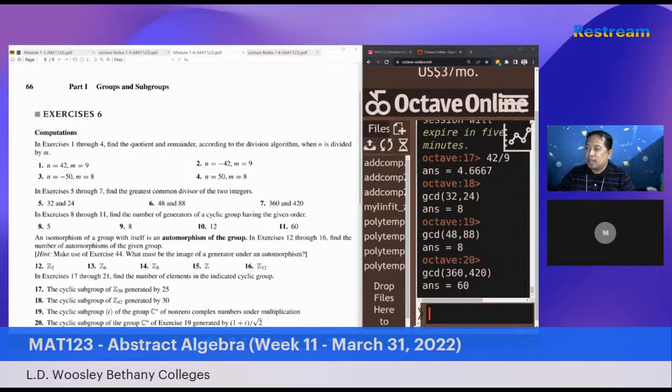Okay, next. Isomorphism, we know that. An example of isomorphism, no? Onto, one-to-one correspondence. No? So these are isomorphism of a group in itself is automorphism of a group. No? So what must be the image of the generator under automorphism. So what is asked here are the number of generators.